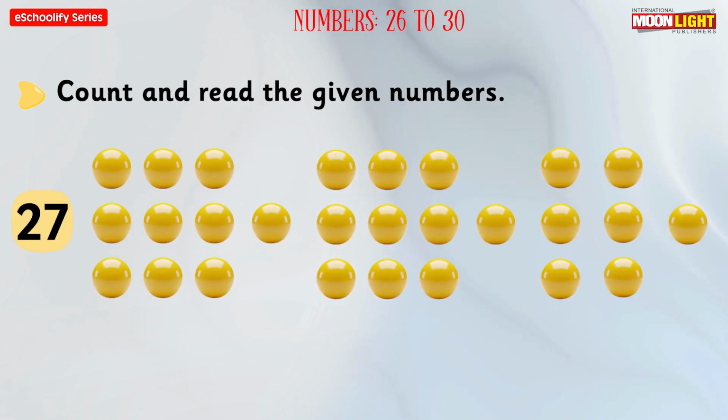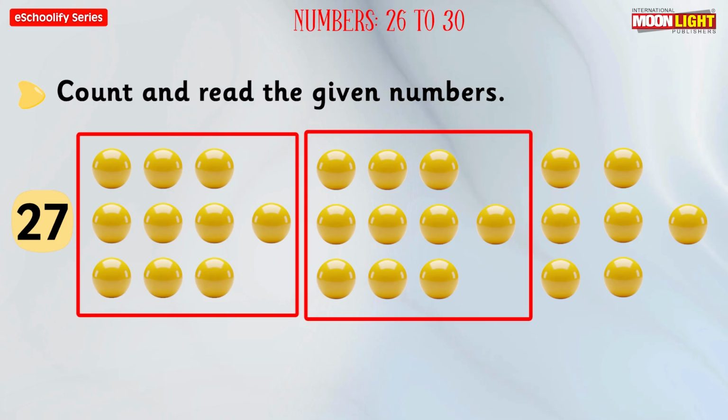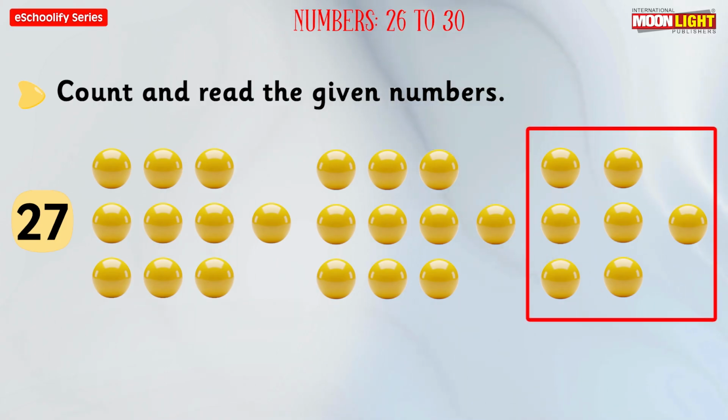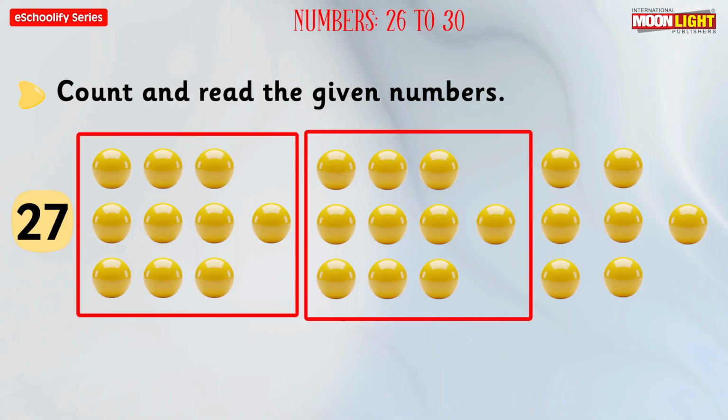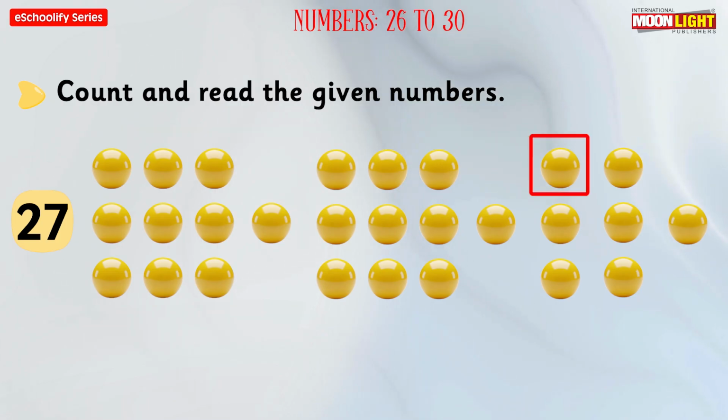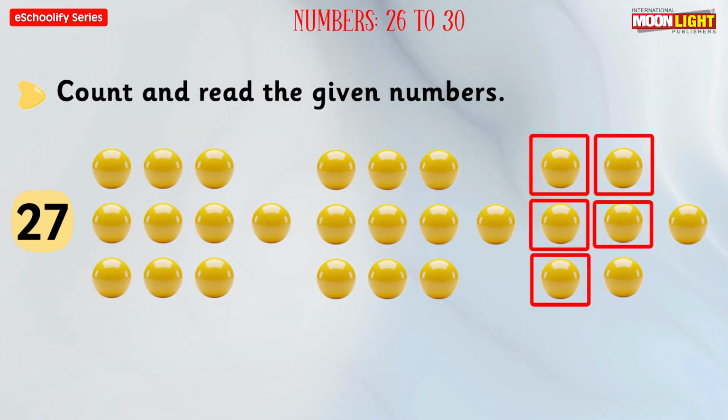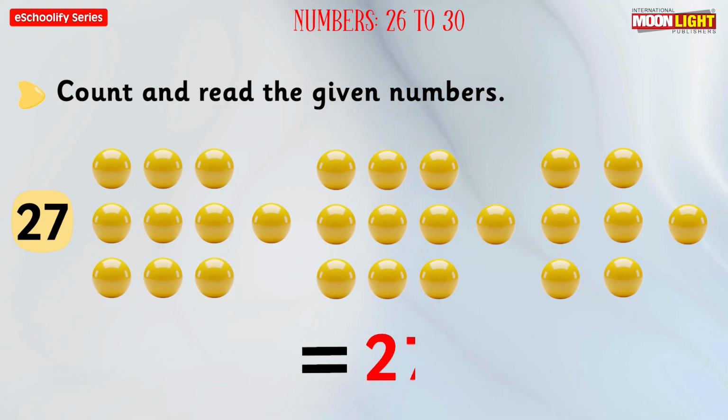It's number 27. How many tens are here? 2 tens. How many ones are there? 7 ones. 10 and 10 make 20. 1, 2, 3, 4, 5, 6, 7. 27. So, the number is 27.